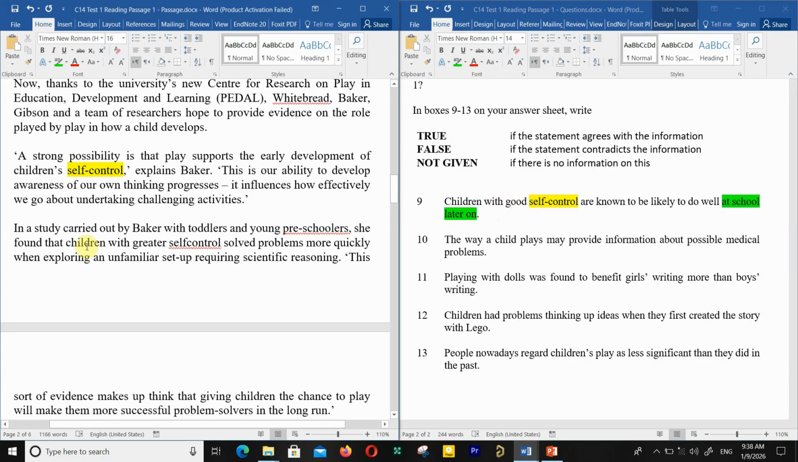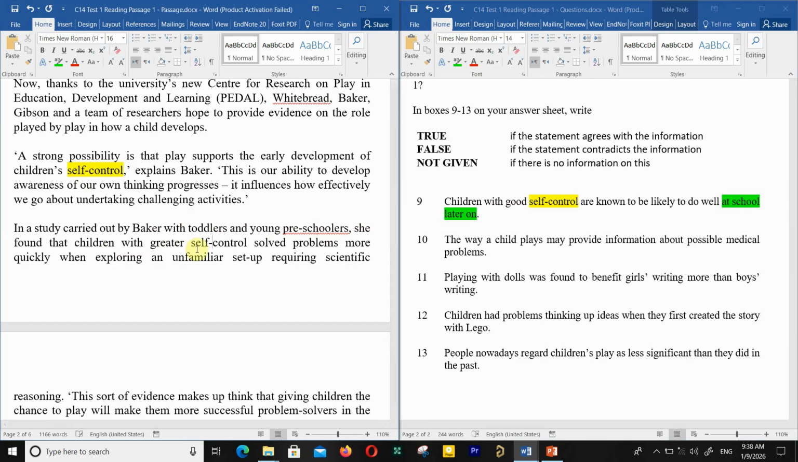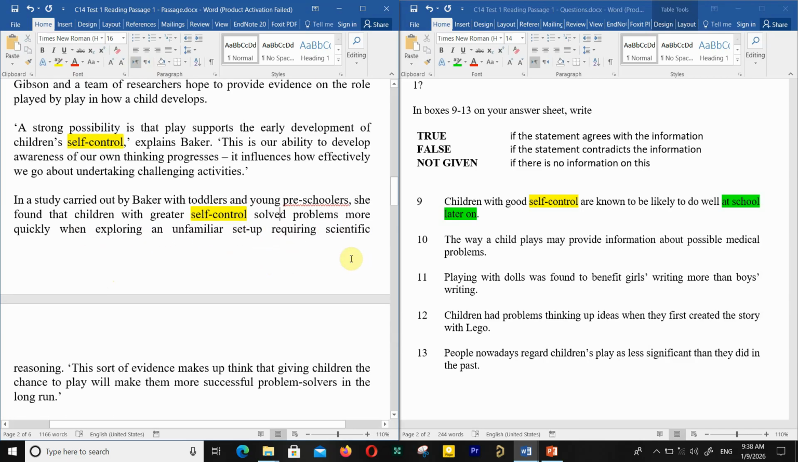Okay. In a study carried out by Baker with toddlers and young preschoolers, she found that children with greater self-control solved problems more quickly when exploring an unfamiliar setup requiring scientific reasoning. Solved problems more quickly. So this statement is completely true.